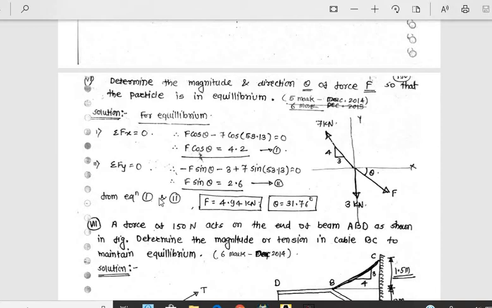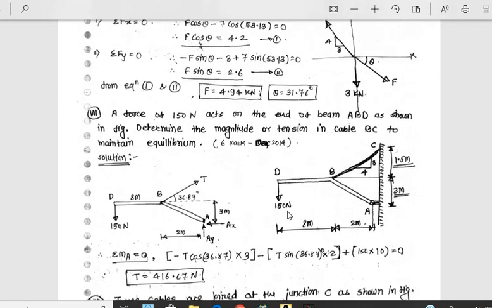Equation number 2. Now from equations 1 and 2, F cos theta and F sin theta, sin upon cos, divide equation 2 by 1, 2.6 by 4.2. Therefore F comes out to be 4.94 and theta comes out to be 31.76 degrees. Okay.